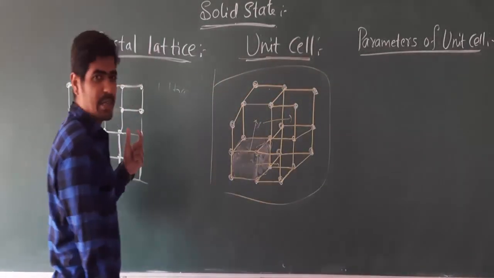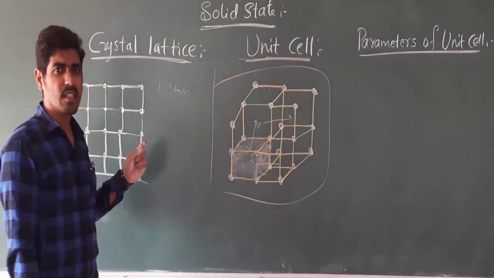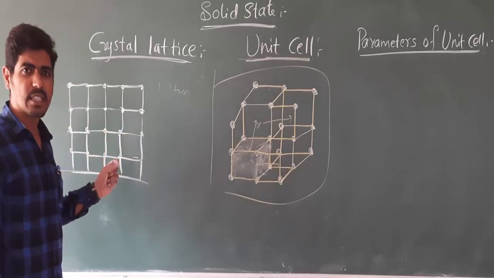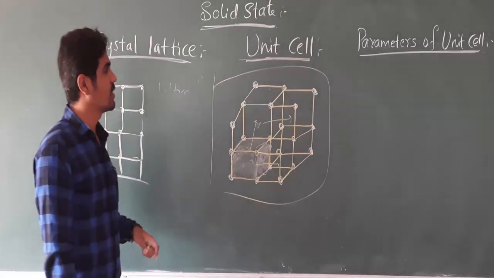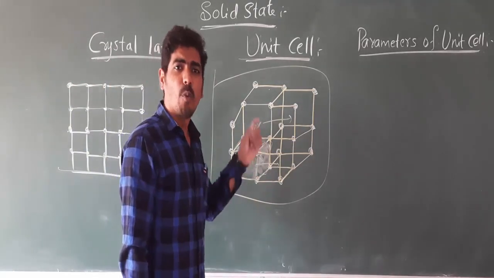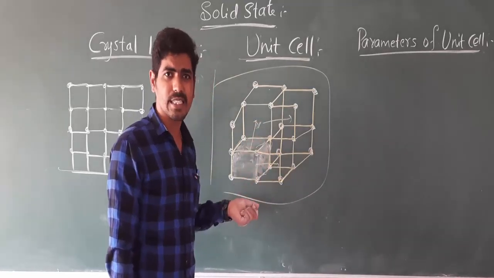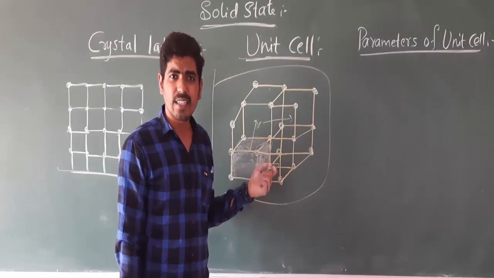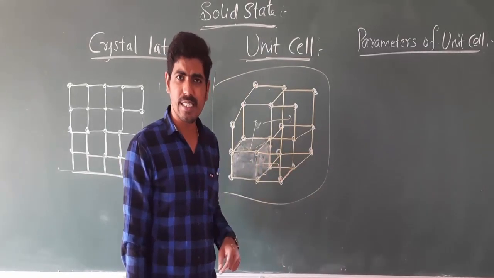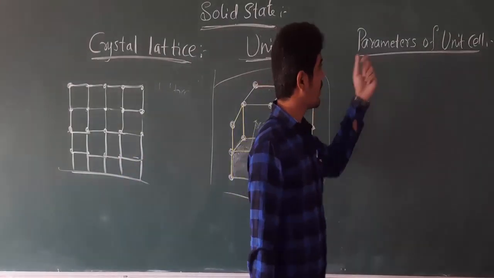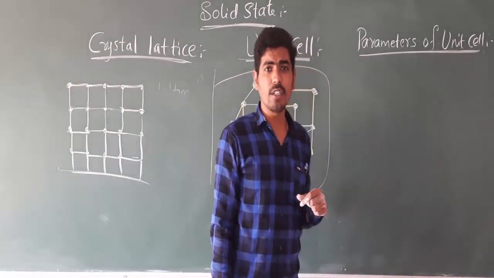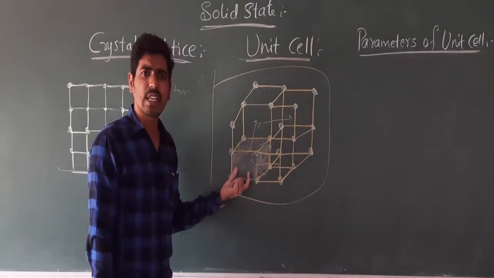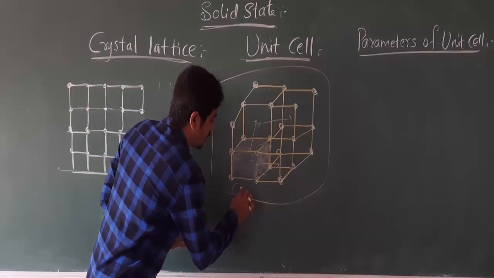So once again I will repeat, crystal lattice means the regular three-dimensional arrangement of points in space. Unit cell means the smallest portion of the crystal lattice, which when repeated in different directions generates the geometry of the crystal lattice. And the next one is parameters of unit cell. So here the structure of this unit cell is a cube.